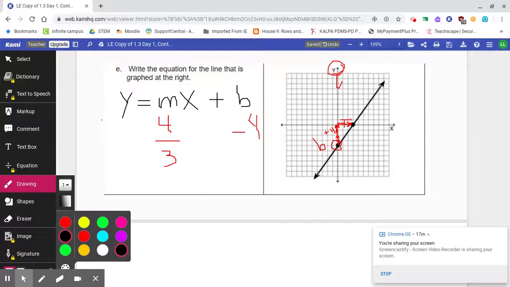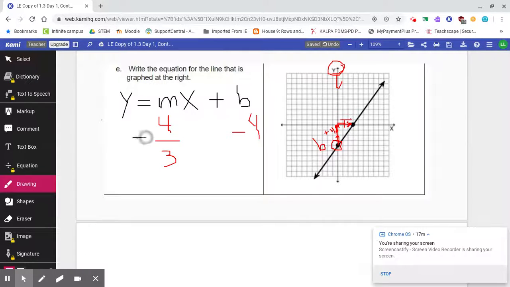We're almost done. Let's put it back into an equation. So we have y equals, and put x right next to it because it is a multiplication right there. And we have -4. Voila, we have our equation. It is y equals 4/3 x minus 4.